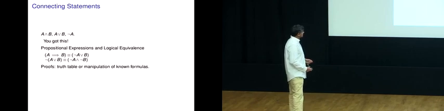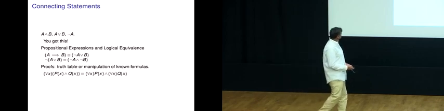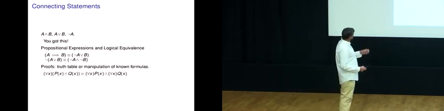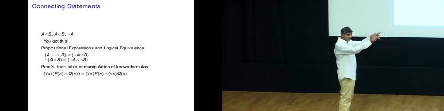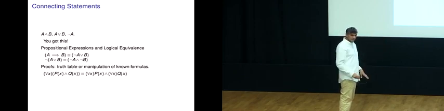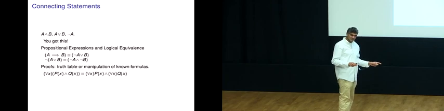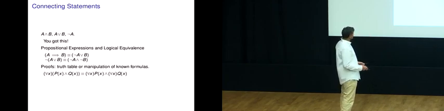Okay, proofs. Truth table or manipulation of known formulas. You can prove the logical equivalence using a truth table approach. Just fill out the truth table and make sure that they have the same output values for all the combinations of the input values. That's what a truth table is. It's just a table telling you to check every value.